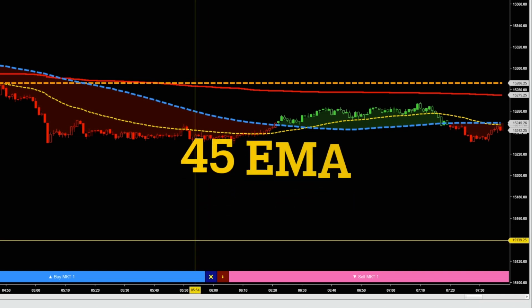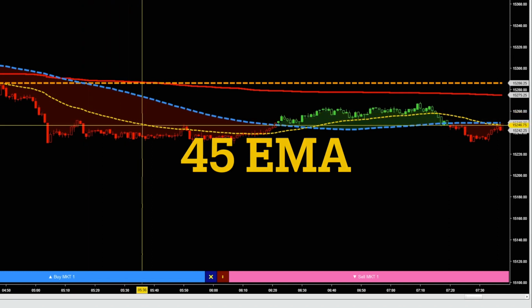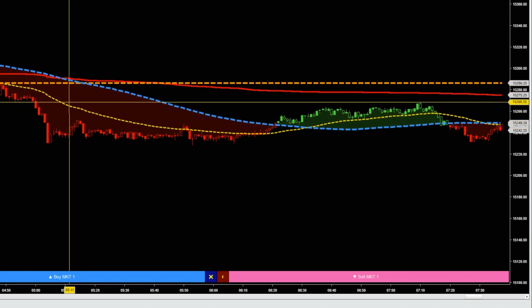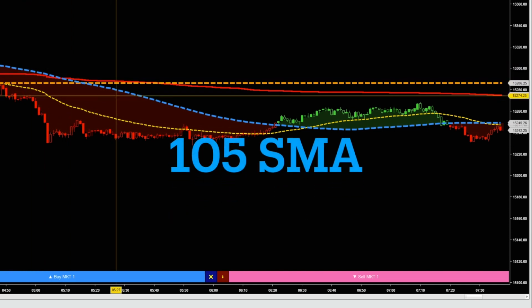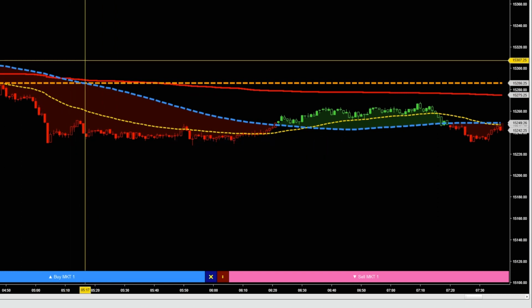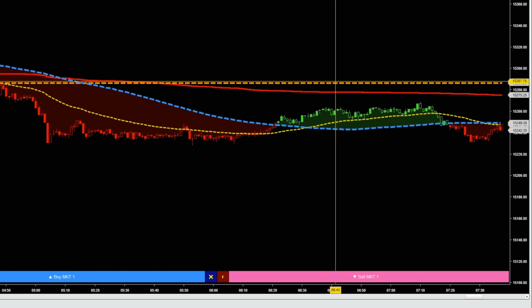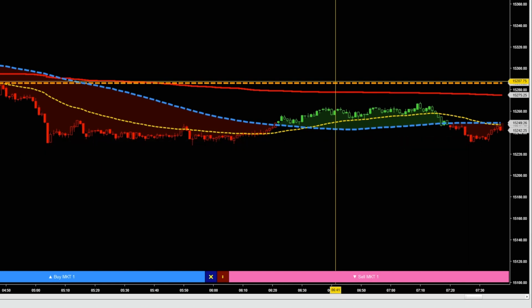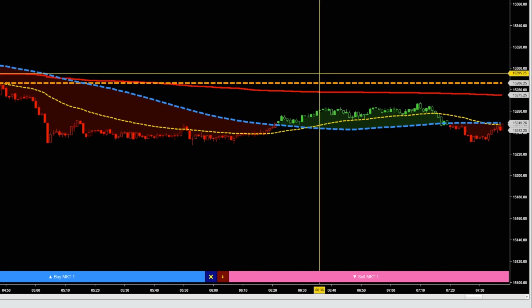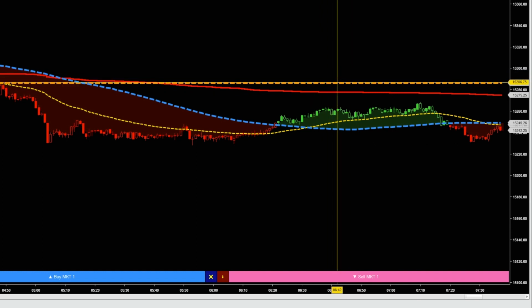He's got the 45 EMA, which is this gold line right here, and a 105 SMA, simple moving average. And these are both on a 1 minute chart. He also uses the current day open, high, and low indicator that's built in with NinjaTrader. The only line out of that indicator that I have plotted is this orange line. This is the current day open.